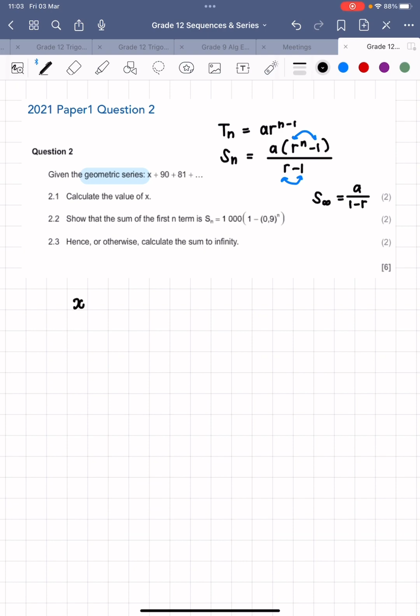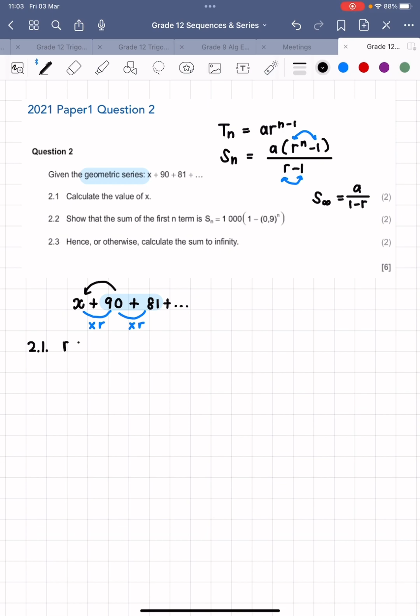So they've given us a series x plus 90 plus 81. Now we need to know that if it's a geometric series, that means that we are going to have a constant ratio. We are going to multiply by the same number each time. Now in 2.1 they are asking us to calculate the value of x. Now what we're going to have to do here is we are going to have to work backwards. We don't have the first term, we only have the second and third terms. So what we are going to do is we are going to use these two terms to calculate the ratio, and then we are going to work backwards from term 2 to get term 1.